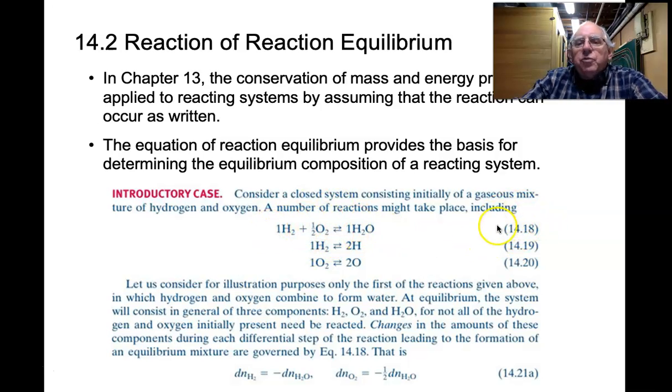This simple first reaction equation, 14.18, is where we have 1 mole of hydrogen that reacts with 1/2 mole of oxygen to form 1 mole of water. And so that equation by itself is perfectly balanced. We have 2 atoms of hydrogen. We have 1 atom of oxygen, and they form water, which is 2 atoms of hydrogen and 1 atom of oxygen.